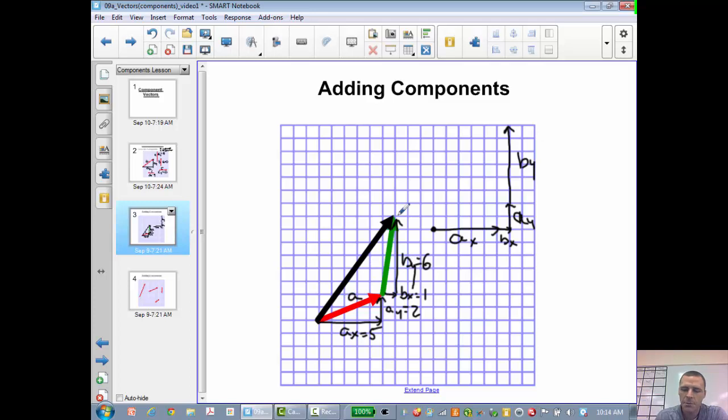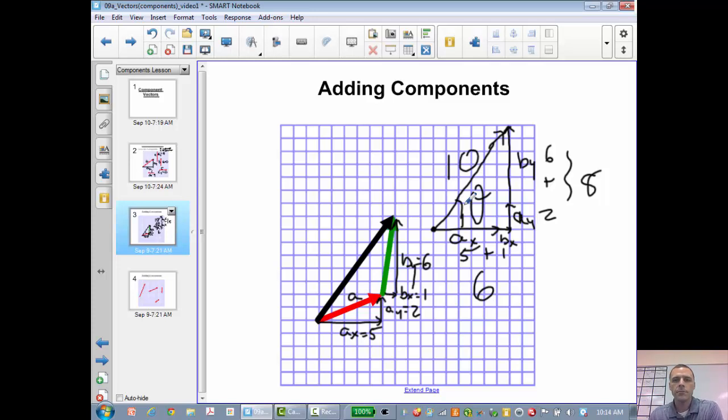And instead of having a complicated triangle, I have a very simple right triangle. This side would be 5 plus 1, so that side is 6, and this side would be 2 and 6, so that would be 8. So I get 6 and 8, and it turns out that this side is 10, and we can figure out the angle. You can do this with 3, 4, 5 vectors as we go, and add vectors together by finding their components.